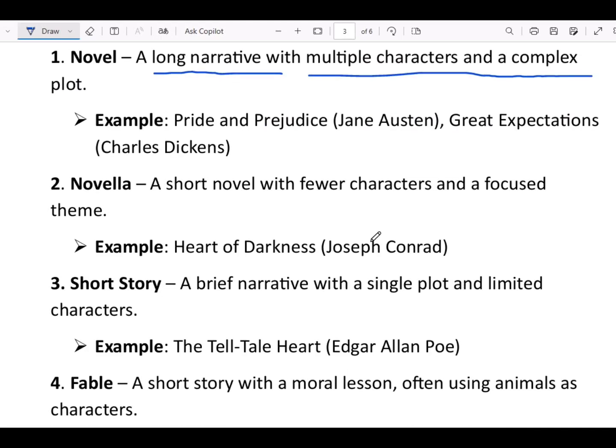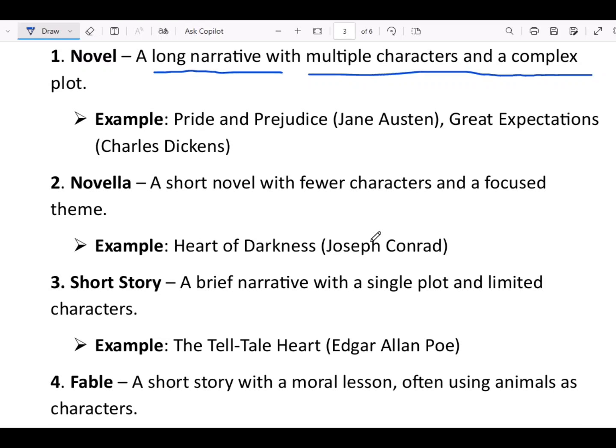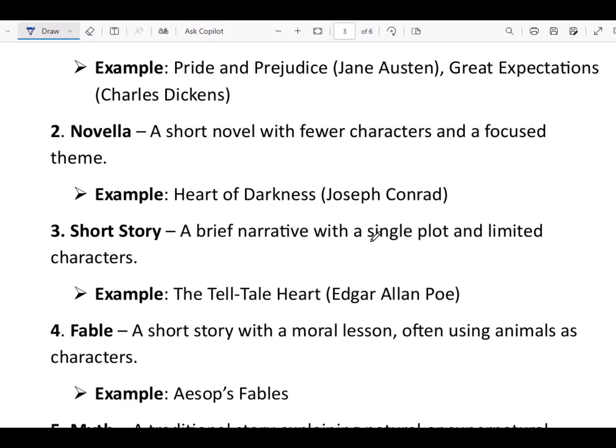But a novella is a short form of the novel with fewer characters, and it has only a single focus. It focuses on a single theme. For example, Heart of Darkness by Joseph Conrad is one of the greatest novellas of our modern age.